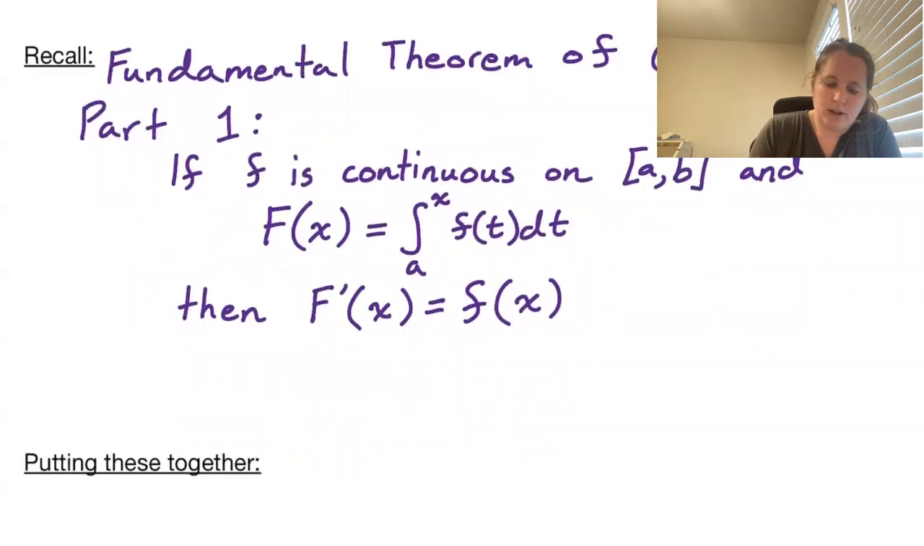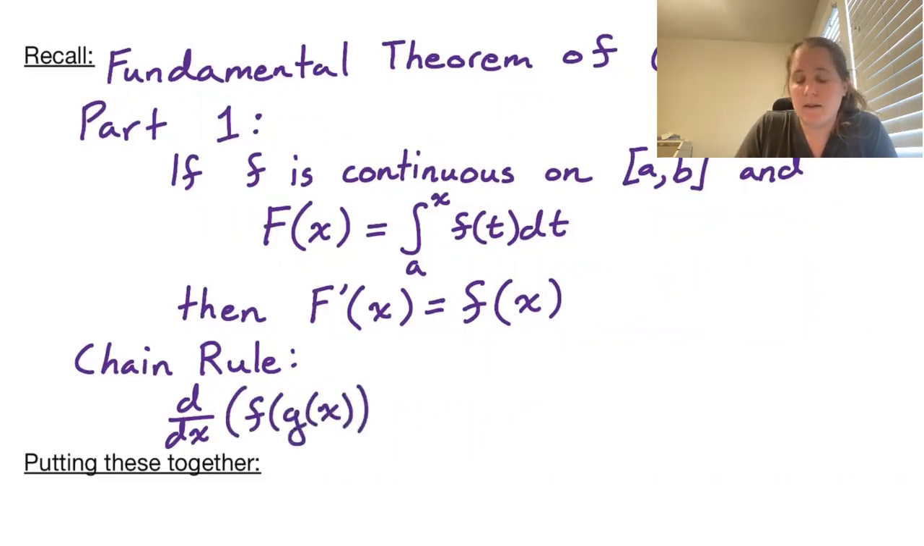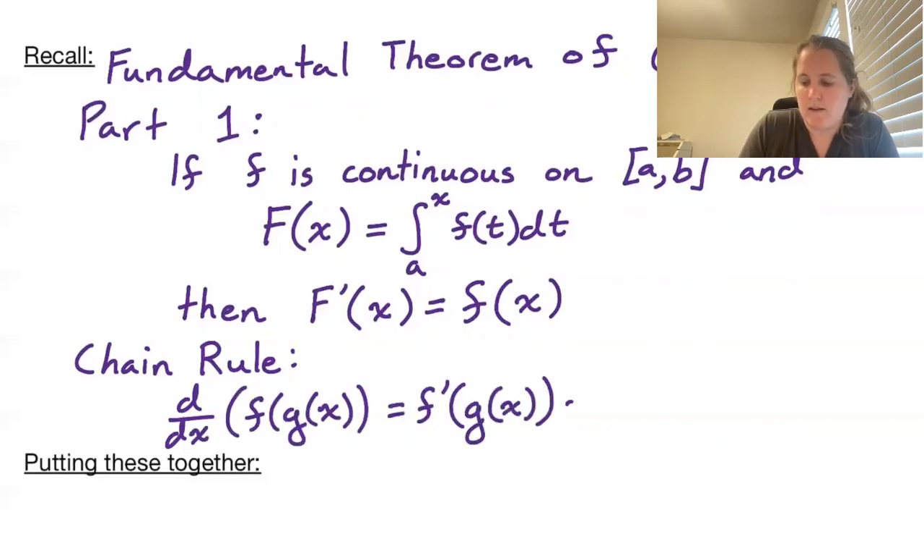We also have our chain rule, which said that if we wanted to find the derivative of f composed with g of x, this is the same thing as taking the derivative of f and plugging in g of x, then multiplying by the derivative of g evaluated at x.